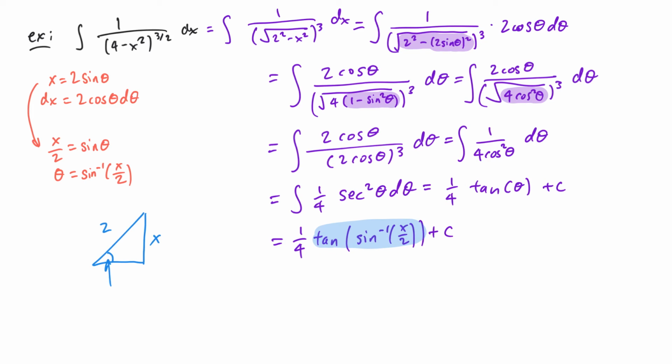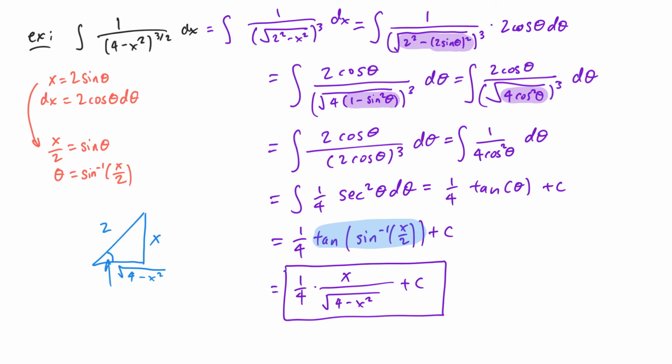Now if I want the tangent of that angle, then what I need to do is take the opposite side and divide by the adjacent side. Using the Pythagorean theorem, we can find the length of this adjacent side. We get that this adjacent side has length square root of 4 minus x squared. Therefore, the tangent of arc sine of x over 2 is x divided by square root of 4 minus x squared. So our answer is 1/4 times x over square root of 4 minus x squared plus c. And that's my final answer.